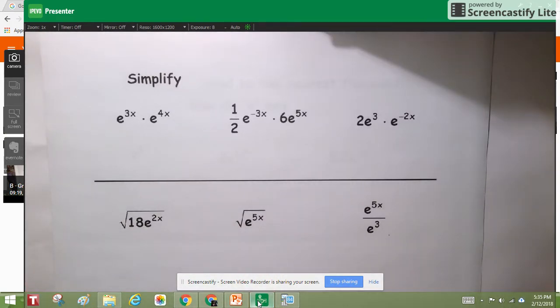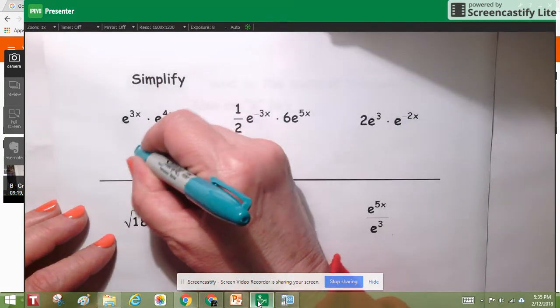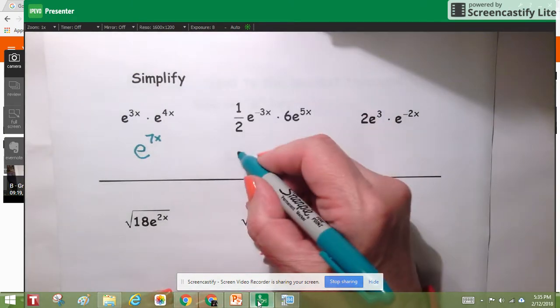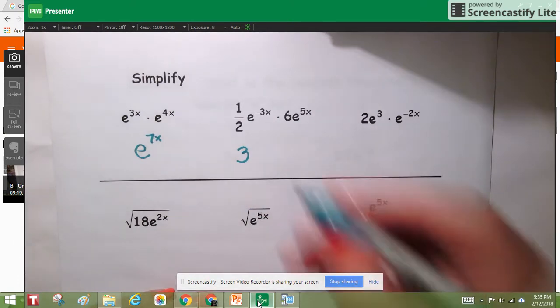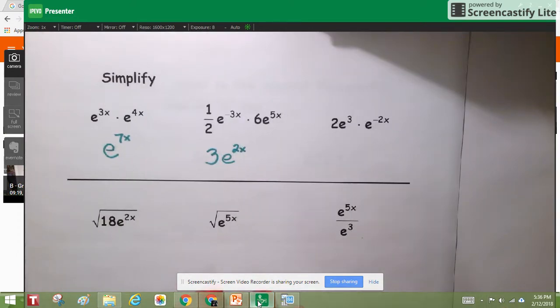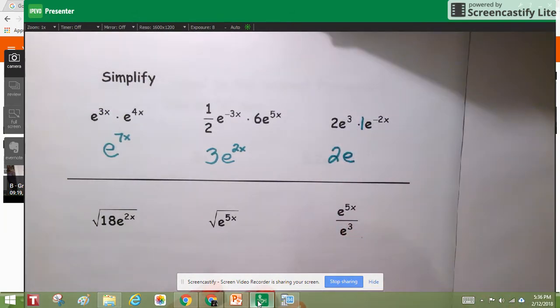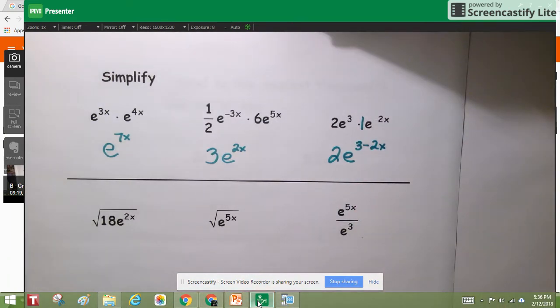Again, feel free to try these on your own and then come back and listen to the video to see if you have them right. But I will continue. I'm going to add these exponents. This will be e to the 7x, 3x plus 4x. I'm going to multiply my numbers, so 1/2 times 6 would be 3. e to the negative 3x times e to the 5x would be e to the 2x. And that's simplified. Here I have no other numbers, or you can consider that I have a 1 there, so that would be 2e. Well, 3 and negative 2x, those are unlike terms, so all I can do is just write it as e to the 3 minus 2x.